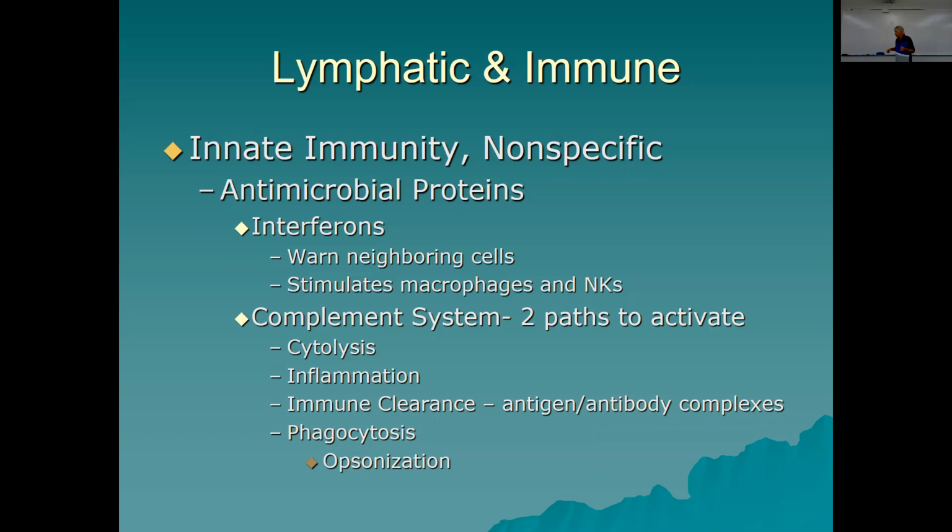Immune clearance helps to attach to antigen antibody complexes and stimulate phagocytosis of those. They can attach to erythrocytes. That's right, the antigen antibody complex attaches to erythrocytes, makes their way to the spleen, and the spleen destroys these.